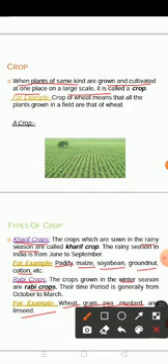What do you mean by crop? What are the types of crop? Crop: when plants of the same kind are grown and cultivated at one place on a large scale, it is called a crop. Types of crop: kharif crop and rabi crop. So these are the types of crops.